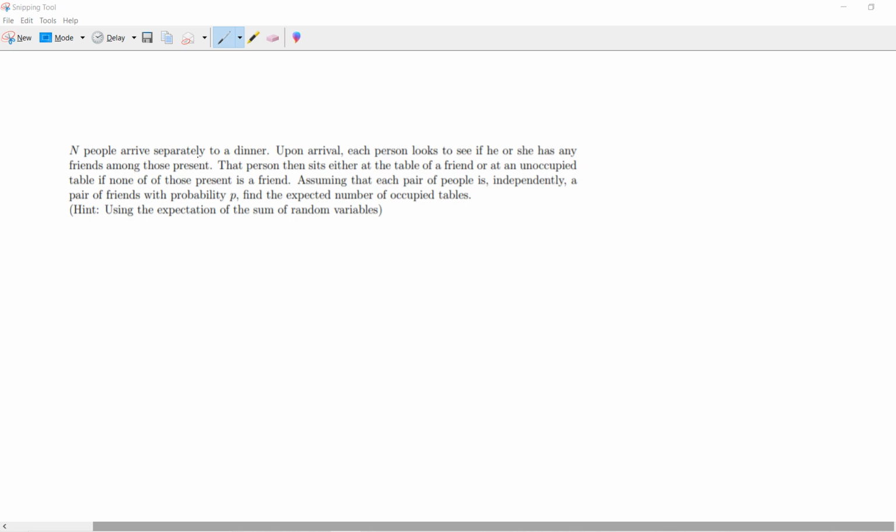Okay, so n people arrive separately to a dinner. By the way, I like to use red. Upon arrival, each person looks to see if he or she has friends among those present. The person then sits either at a table of friends, or at an unoccupied table if none of those present is a friend.